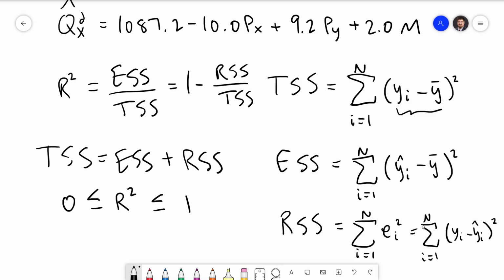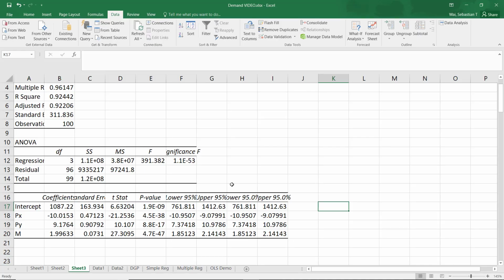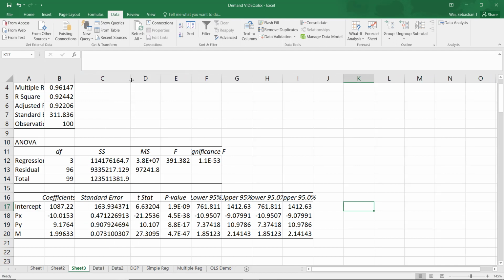Let's go back over to Excel for an example. Looking at the regression that we just did, we can find all of those values that we just talked about in the regression output.